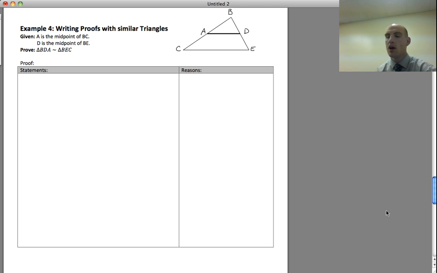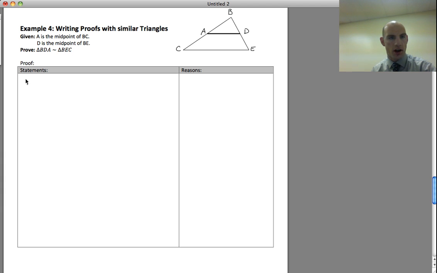This is example 4, so this follows on the heels of us talking about angle-angle triangle similarity, side-side-side triangle similarity, and side-angle-side triangle similarity. Okay, and so we can use any of those three things to prove that these triangles are similar. Let's look at what we've got.